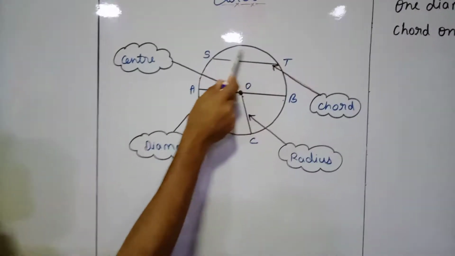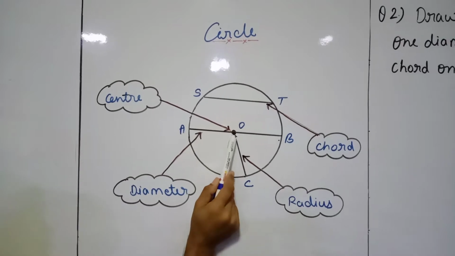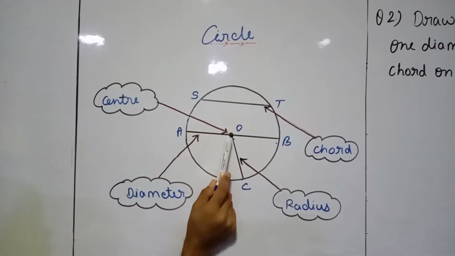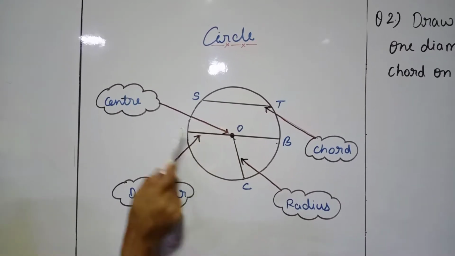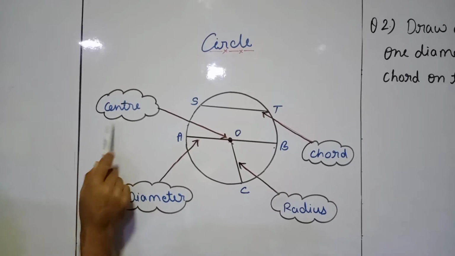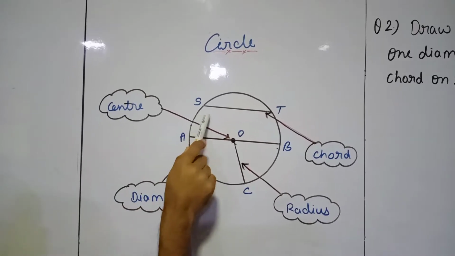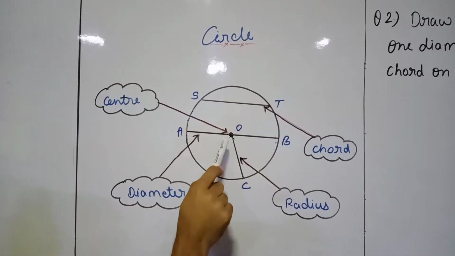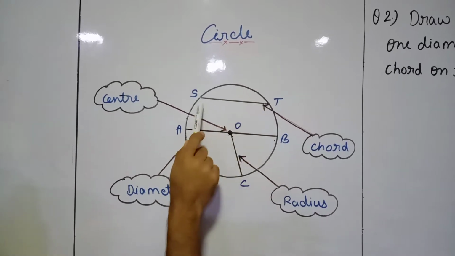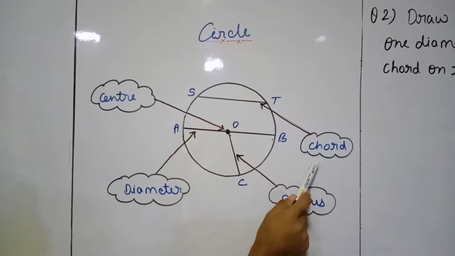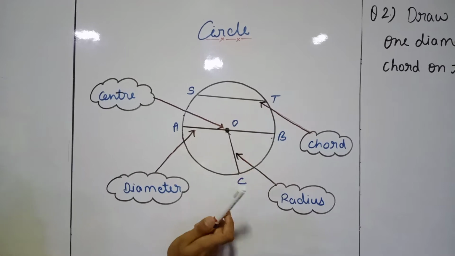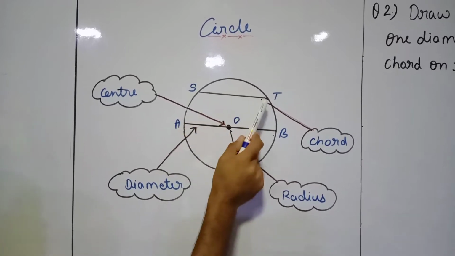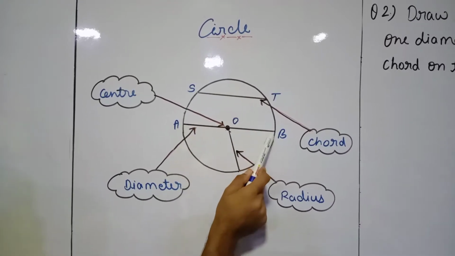Here we have a circle. This center point, the name of the point is O, that is called center. And if we have a line segment joining any 2 points on the circle, that is called chord. So in this diagram we have two chords, ST and segment AB.